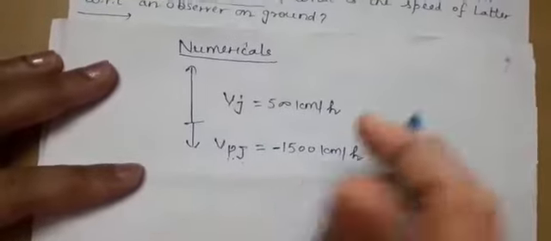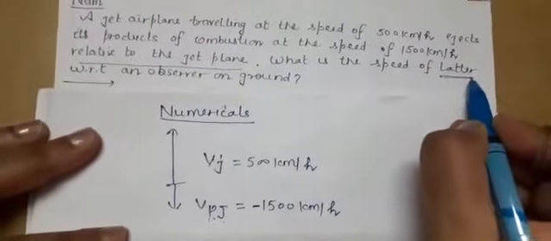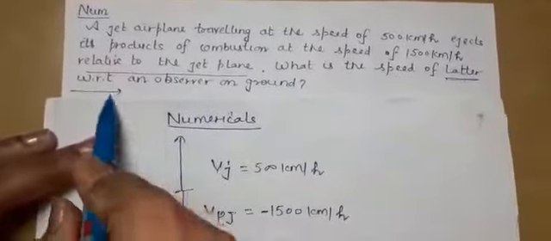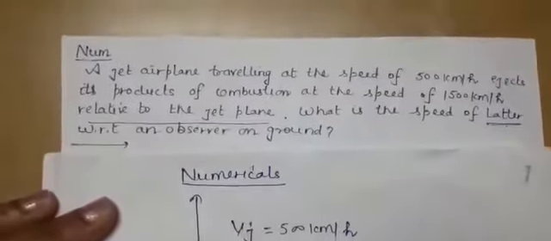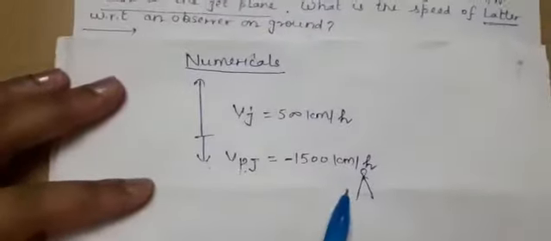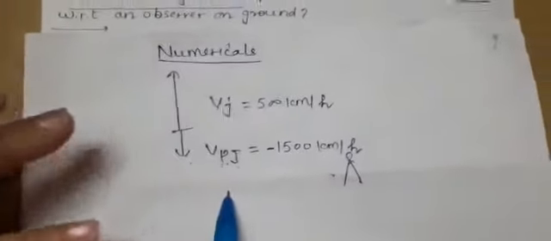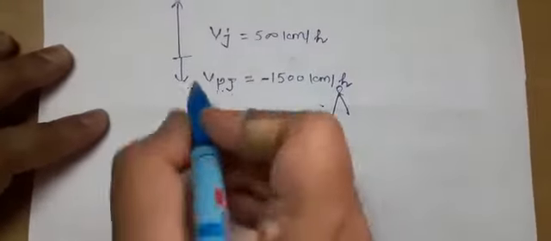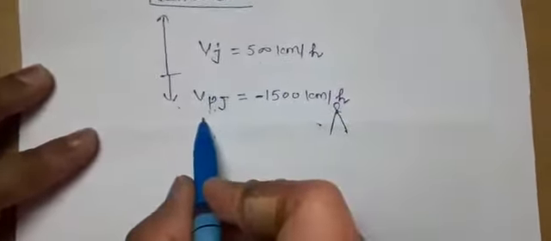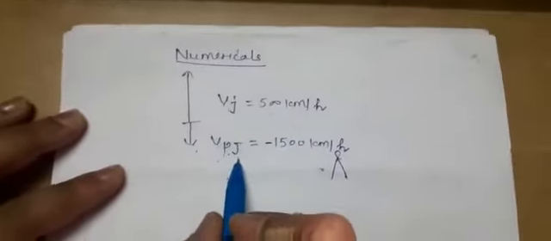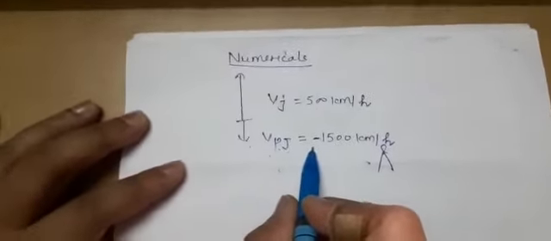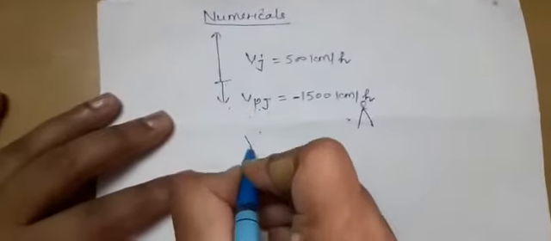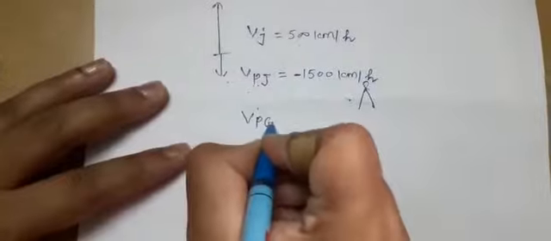Now, what is the speed of the latter? Latter means you have to find the speed of the product of combustion with respect to an observer on the ground. It means some person is standing here. For him, what is the speed of the product which is coming in the downward direction? Now see, as the velocity of the jet plane and the velocity of the product with respect to the jet plane are given, the negative sign indicates that it is coming in the downward direction. So what step do you have to take? You have to find the velocity of the product with respect to the ground.